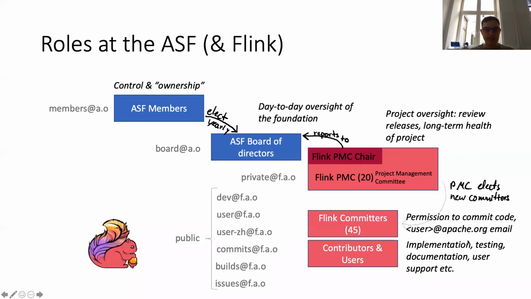The thing is that contributors and users don't have write access to the source code. That is a privilege that is only available to Flink committers. We are at roughly 45 committers, the Flink project recently started adding quite a lot of new committers. So this number is growing quite quickly. And committers are allowed to do changes to the source code of Flink, but also to the source code of documentation and the Flink website.